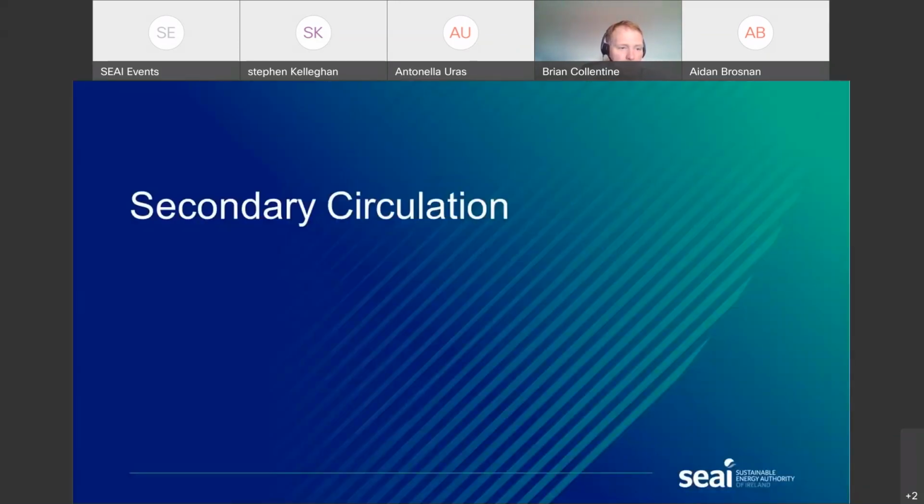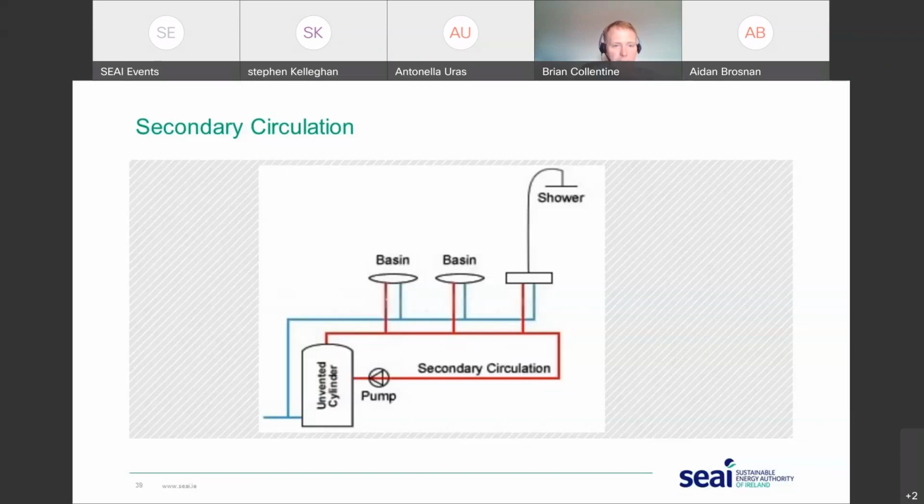So secondary circulation. What is secondary circulation? That's just a schematic generally to give a sense of it. But basically, it's where there's a return on your hot water coming back to your cylinder. What is it for? I suppose to have hot water at the taps, but it was also introduced to eliminate or reduce Legionella disease as well.